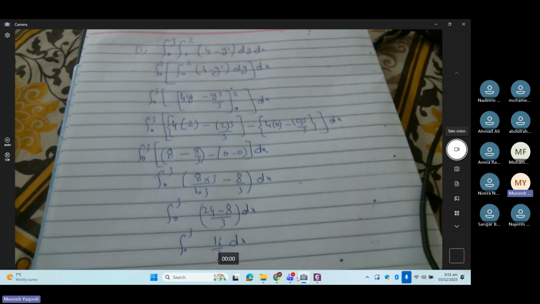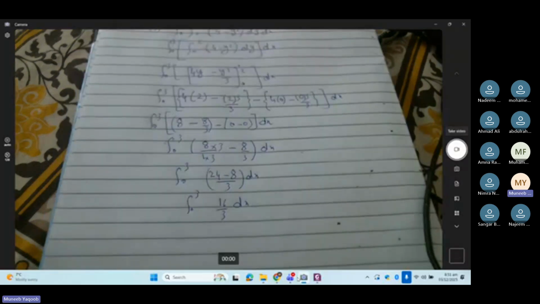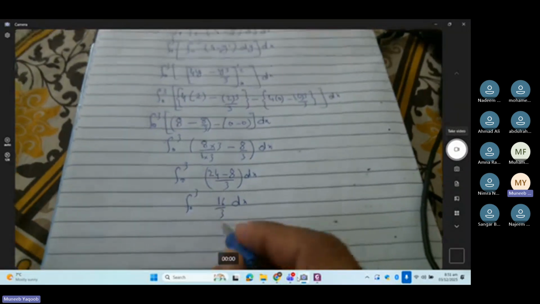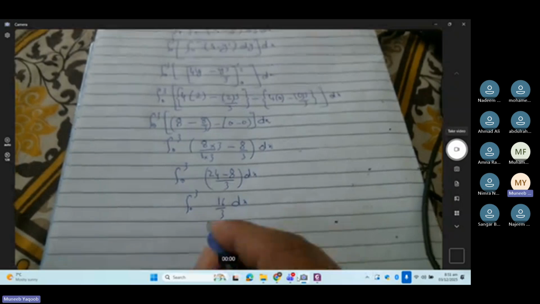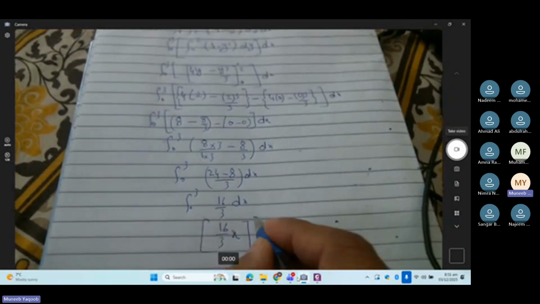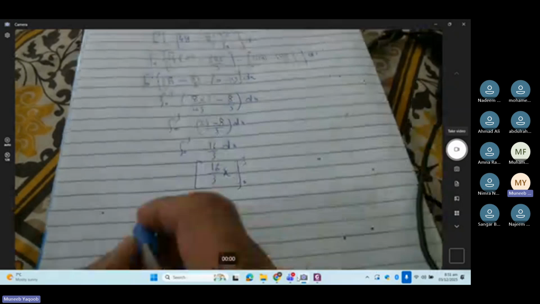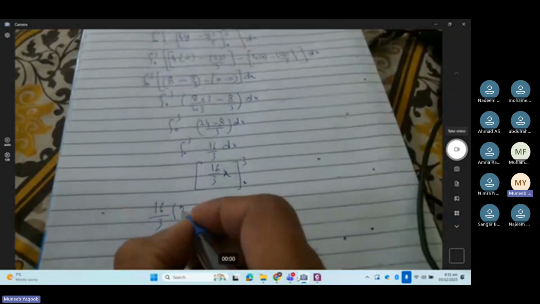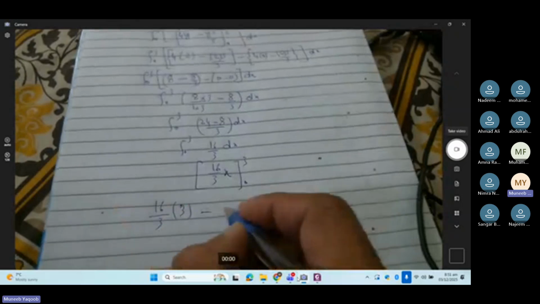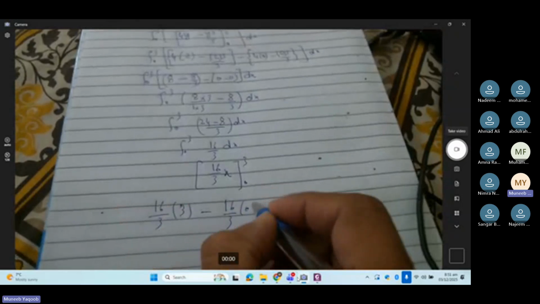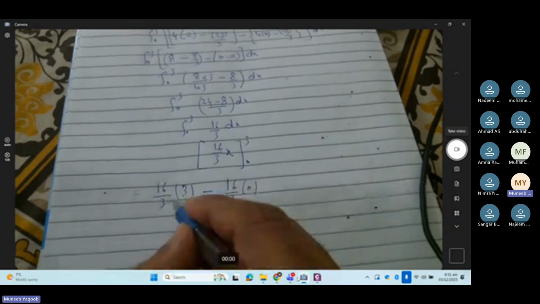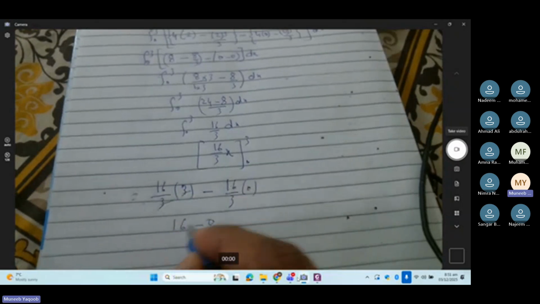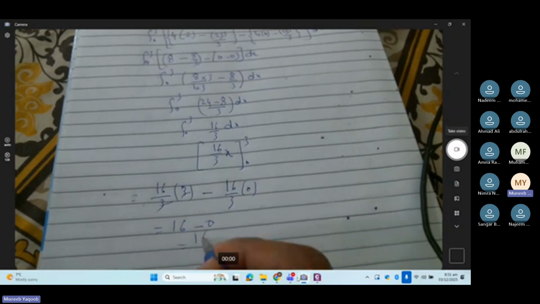So hence we basically completed the inner integral. The integral with respect to dx is obviously 16 upon 3 x. And then we will apply the limits 0 to 3. And you know that the upper limit would be 16 upon 3 times 3, while the lower limit will be 16 upon 3 times 0. And obviously, it will become 16 minus 0, which will give us 16. Okay.